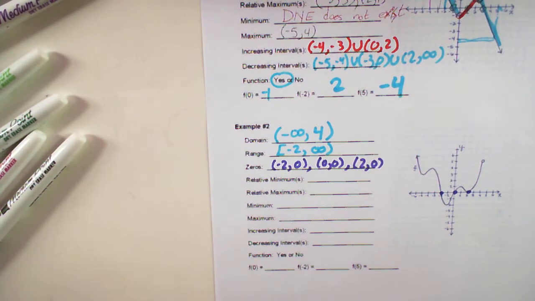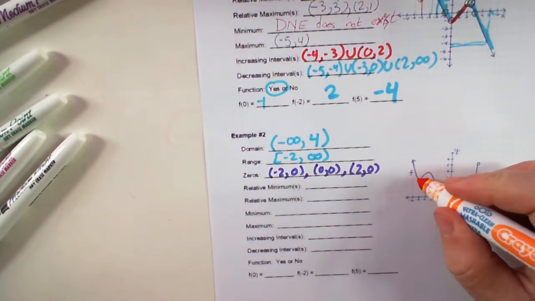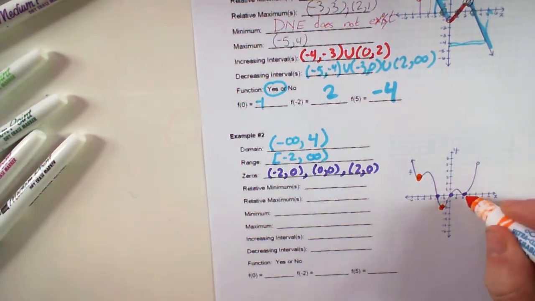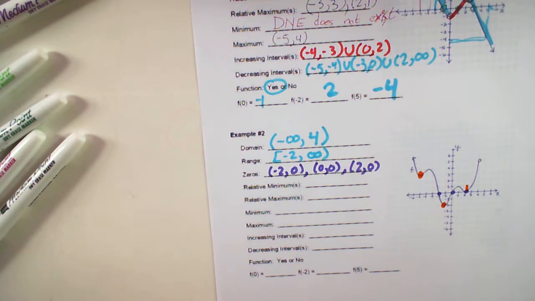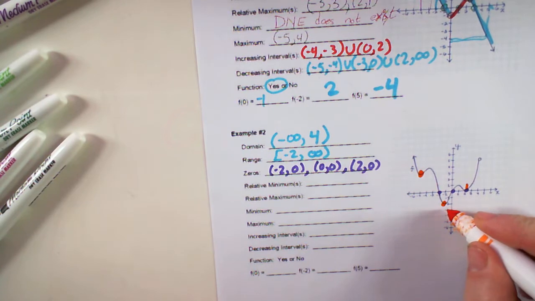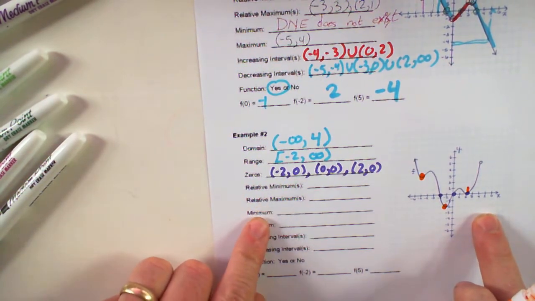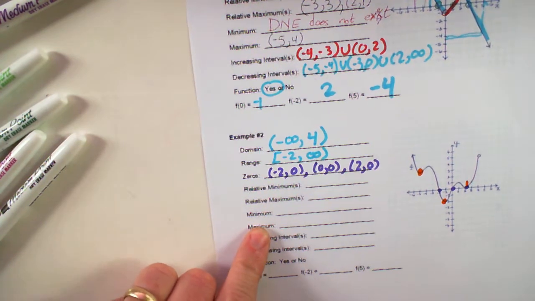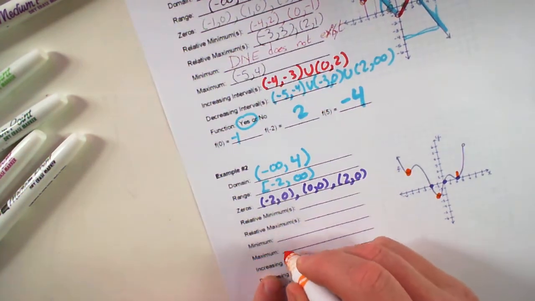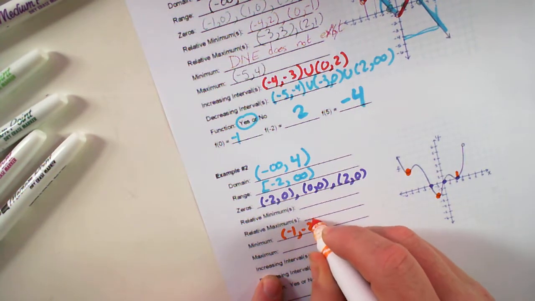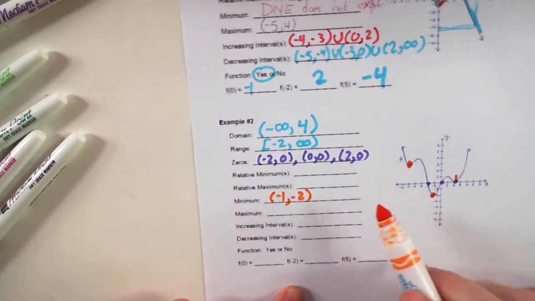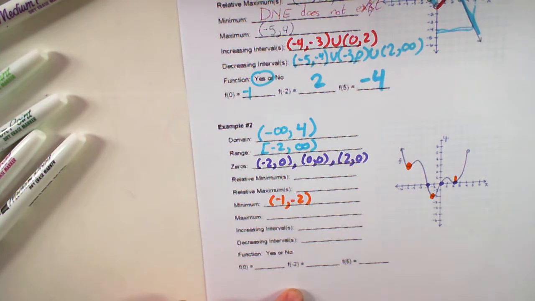As far as relative minimums go, remember, those are the bottoms of our valleys. So we've got relative minimums here, and here, and here. Before we identify relative minimums, let's identify the bottom one, since it is the absolute minimum. We list that as our absolute minimum, and that will be at the point (-1, -2). And so when we list our relative minimums, we actually will leave that point out.